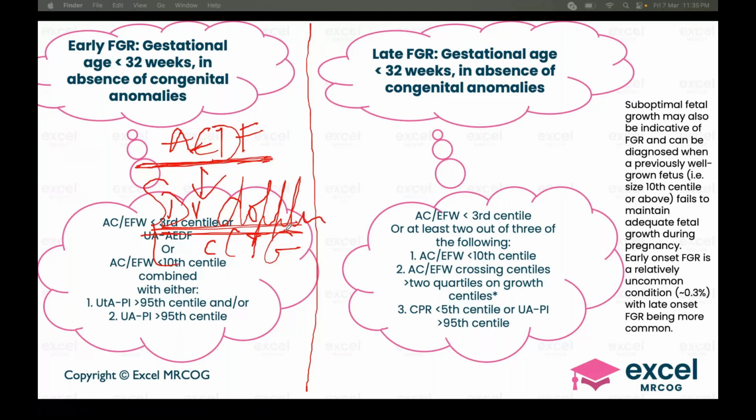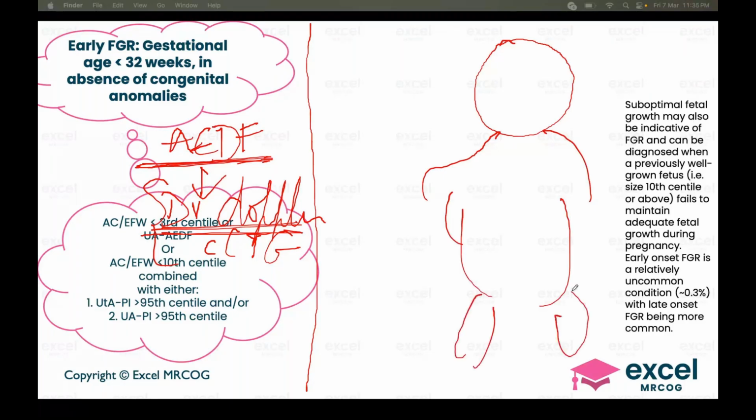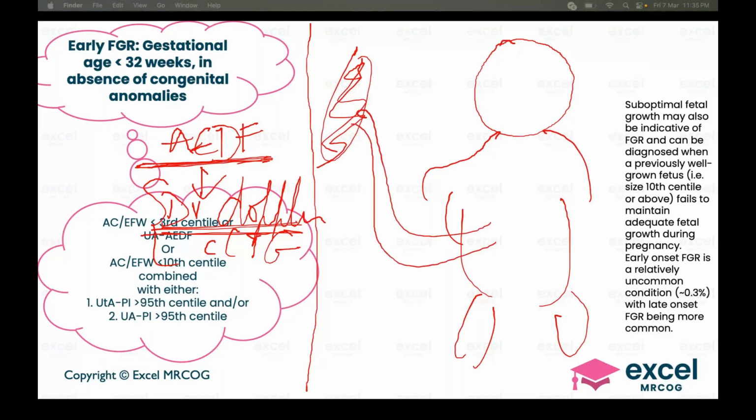Again, it is a simple concept. Okay, so this is the baby. This is the placenta. This is the umbilical artery. Now, as we know, umbilical artery blood flows from here to here. This is the blood flow.